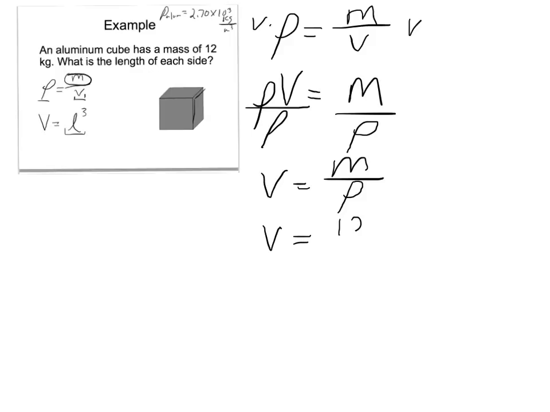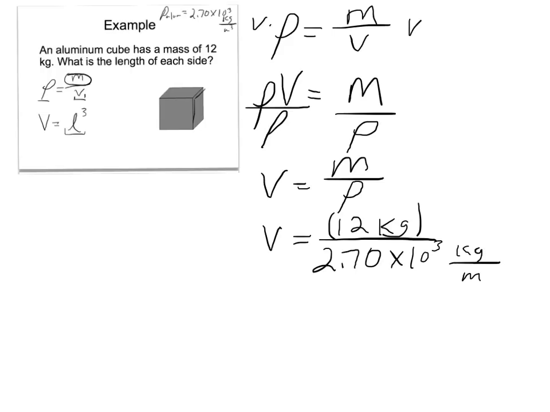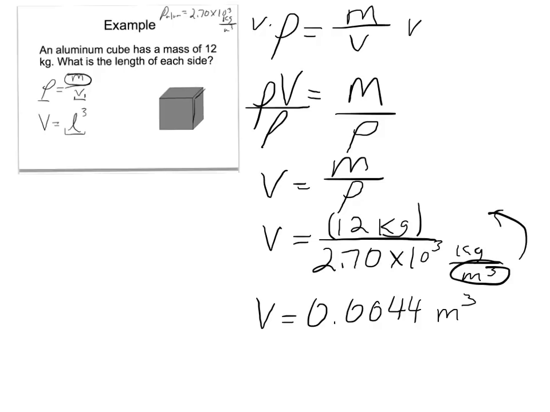Okay, now let's sub in what we know. Volume equals 12 kilograms over 2.70 times 10 to the third kilograms per meters cubed. Okay, and now if I divide that out, 12 over 2.7 times 10 to the third, I get that the volume equals 0.0044 meters cubed, since that's what I'd be left over in the units. The kilograms would cancel and the meters would move to the top, since it's in the bottom of a fraction in the denominator.